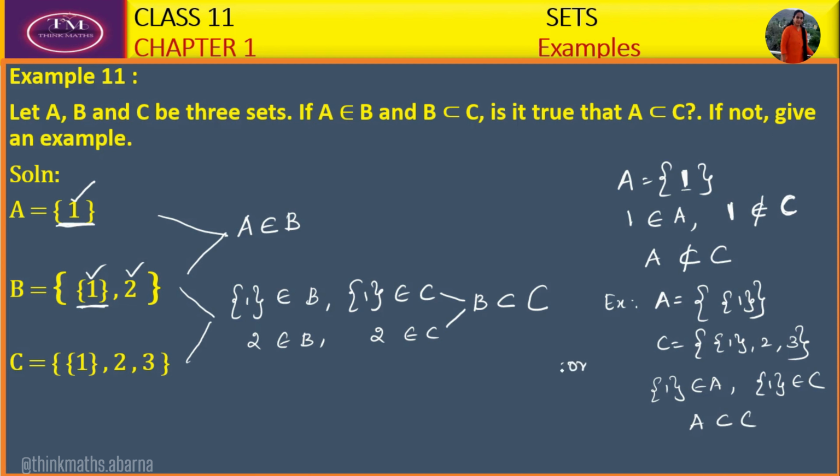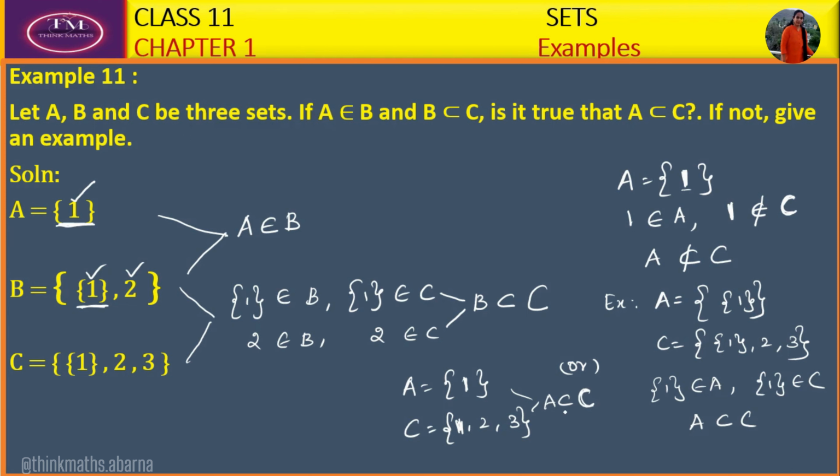Or now keep A as such. That means 1 is an element. So in this, the set of all 1 is an element. Now C should be 1, 2, 3. Instead of the set of all 1, we should have 1. So we have 1 belongs to A and 1 belongs to C. That means A is a subset of C.